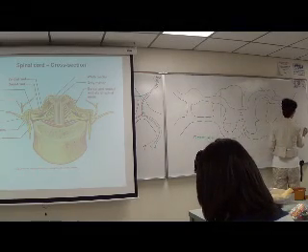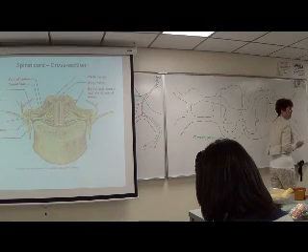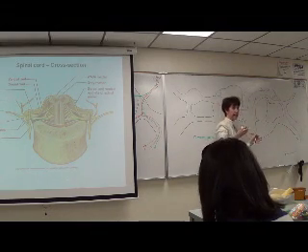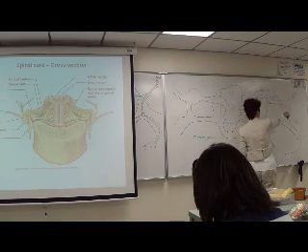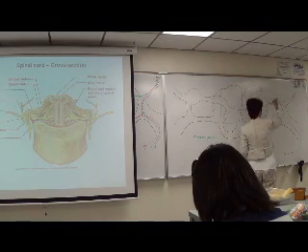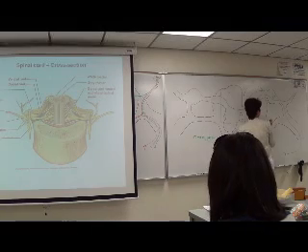So this is our first order neuron. Do you remember that term? I said there were 3 neurons in sequence with the sensory pathway. All right, so all cell bodies of first order neurons are found in this collection right here.